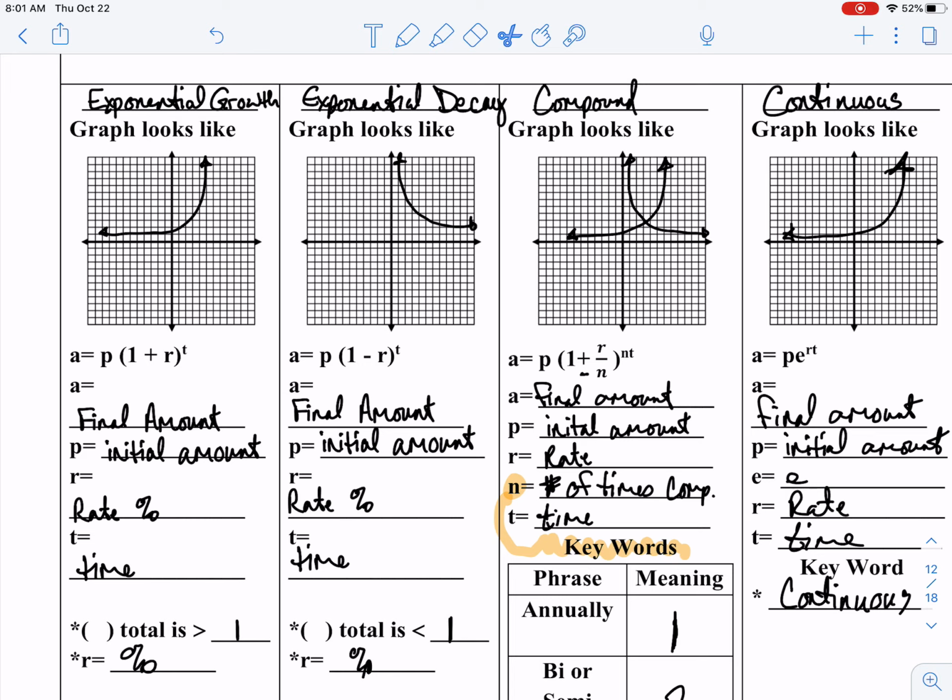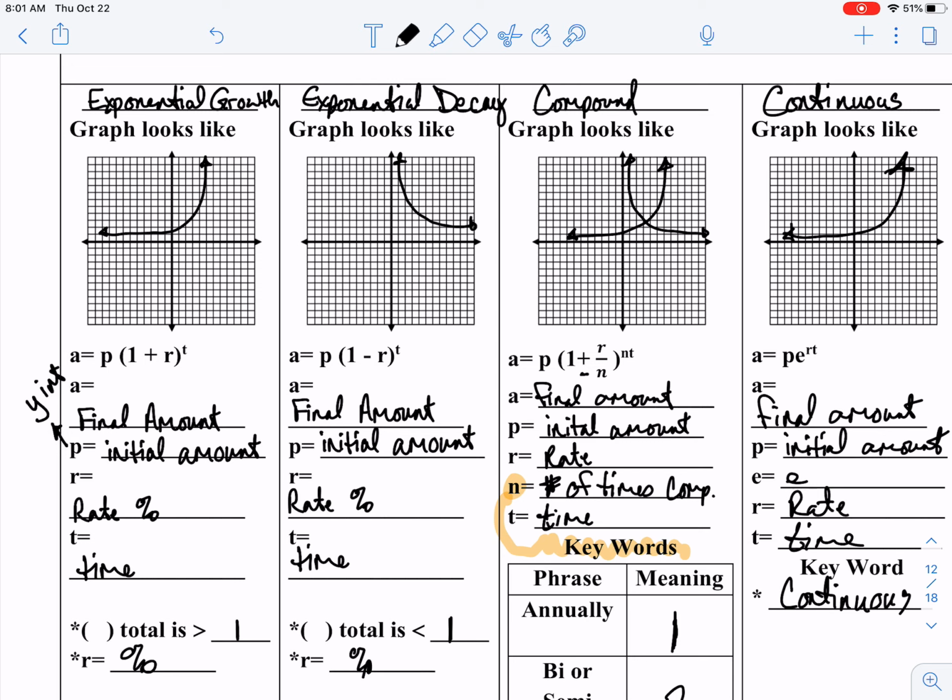Exponential growth: A is equal to P times (1 plus R) raised to the T power, where A is your final amount, so how much is at the end after everything has grown exponentially. P is your initial amount. Also, test question, y-intercepts. R is your rate in percent. T is the amount of time it's taken.